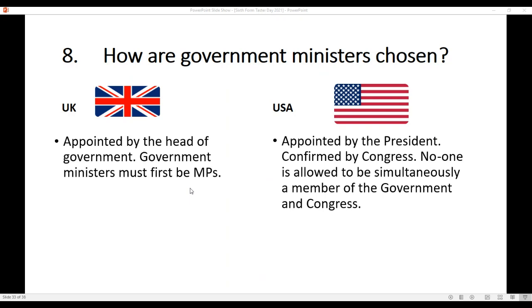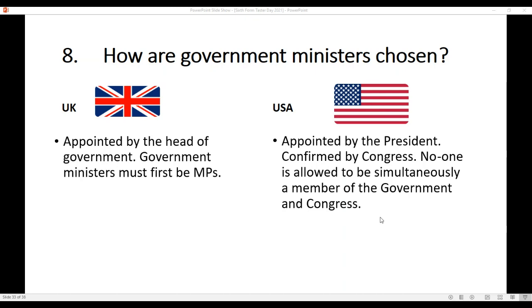In America, no one is allowed to be simultaneously a member of the government and Congress. So in the United Kingdom, you have to be a member of Parliament before you enter the government. In America, it's quite the opposite. You're not allowed to be in Congress if you're going to be in government. If you are in Congress and the president wants you to be a member of the government, once you've been appointed, you have to give up your seat in Congress. That does sometimes happen. A lot of the time, the president will nominate people from outside Congress, businessmen, academics, lawyers, that kind of thing.